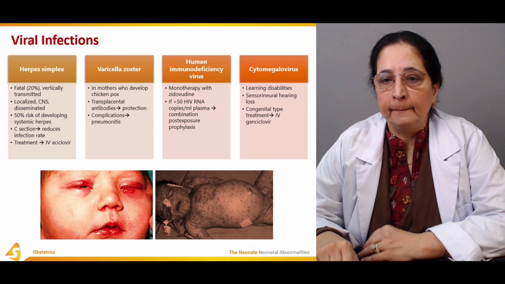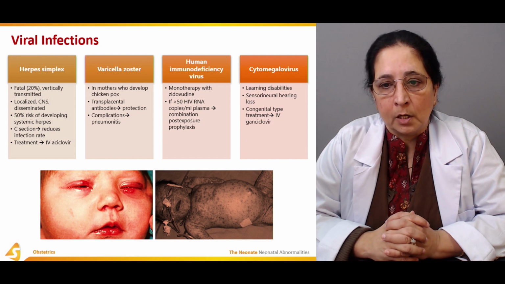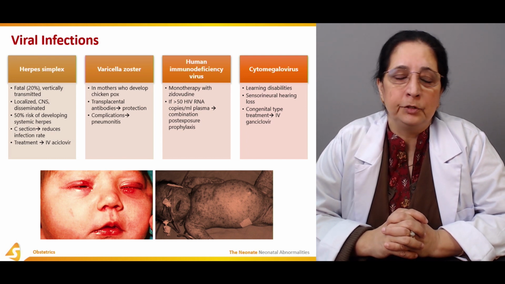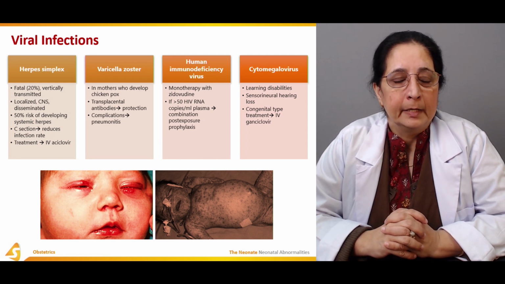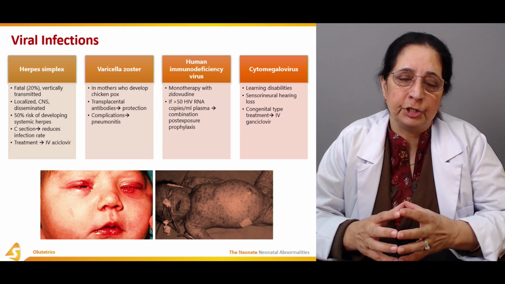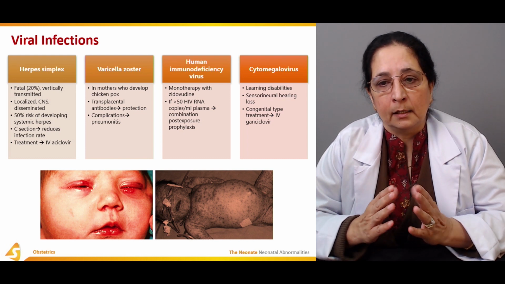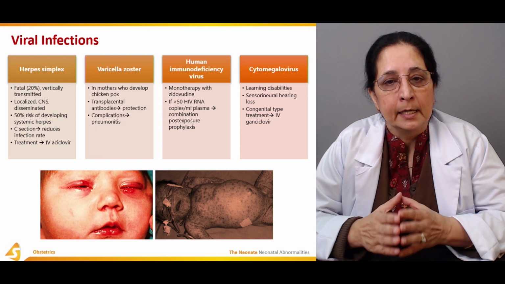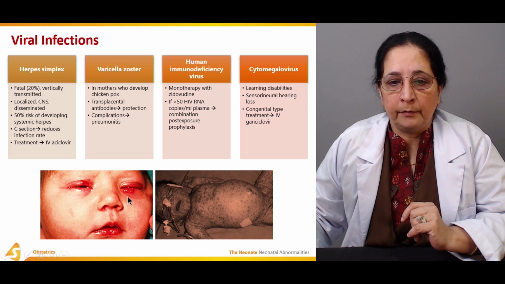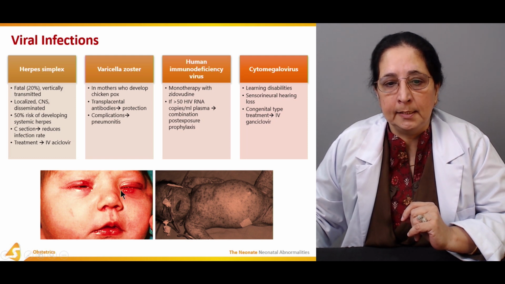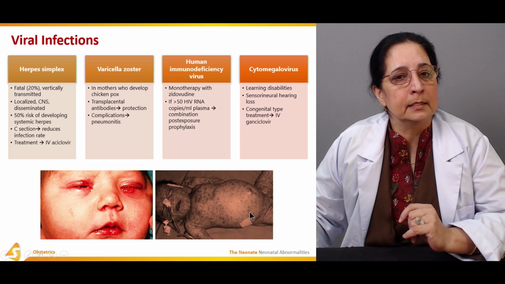Then cytomegalovirus, CMV, causes learning disabilities and sensorineural hearing loss. The congenital type we should treat with intravenous ganciclovir. So these are some common viral infections which can affect the newborn baby, transmitted from the mother, like herpes simplex, which can be avoided by doing C-sections. Different pictures of infections, blisters of herpes, and this is a very severe infection and the baby is affected.